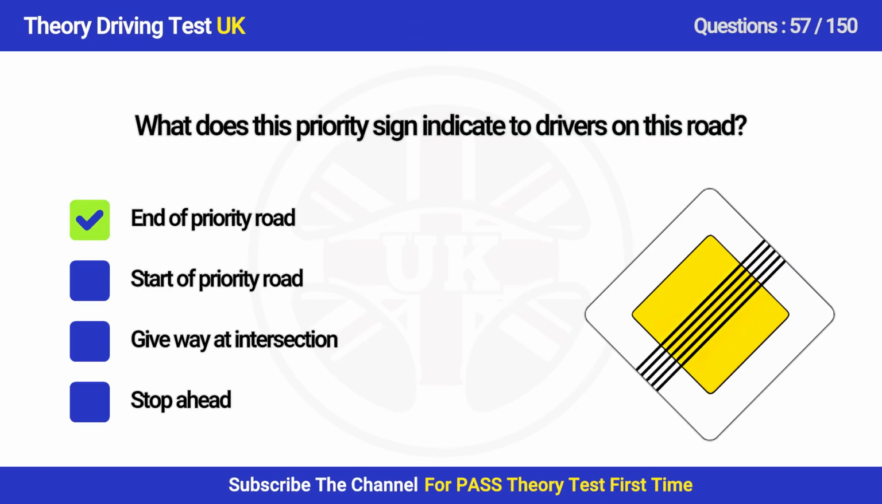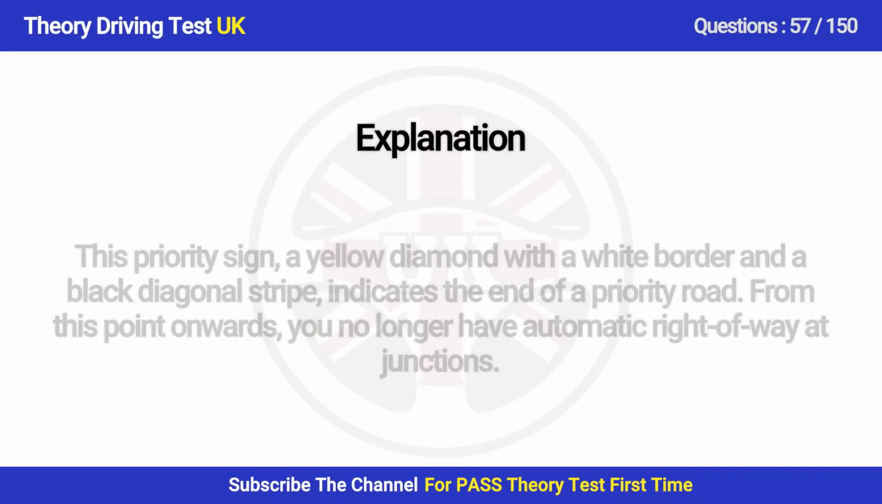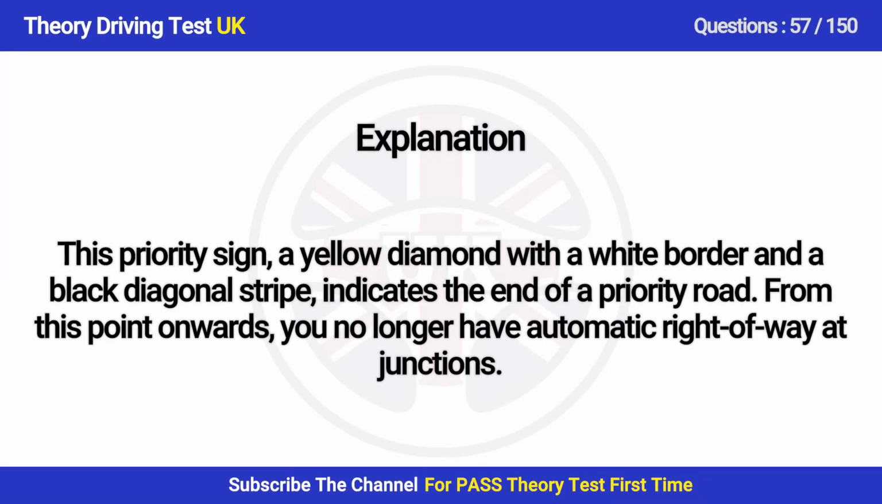Answer is A, end of priority road. This priority sign, a yellow diamond with a white border and a black diagonal stripe, indicates the end of a priority road. From this point onwards, you no longer have automatic priority at junctions.